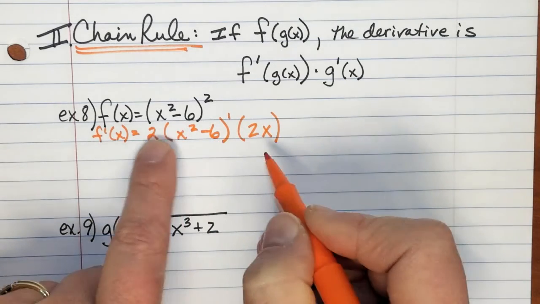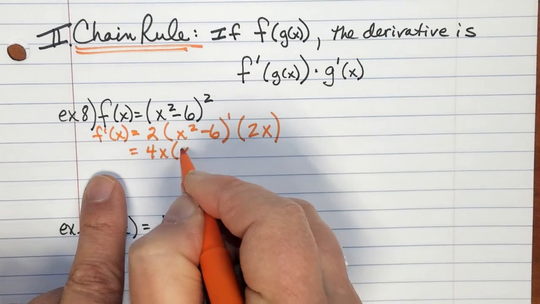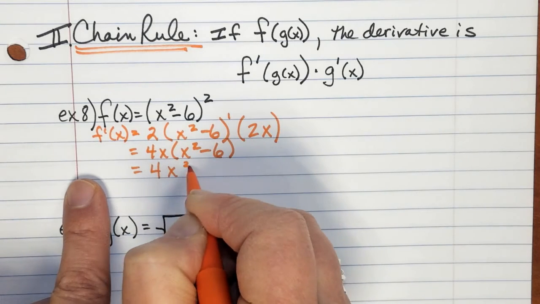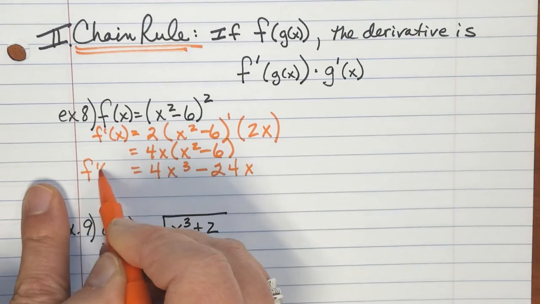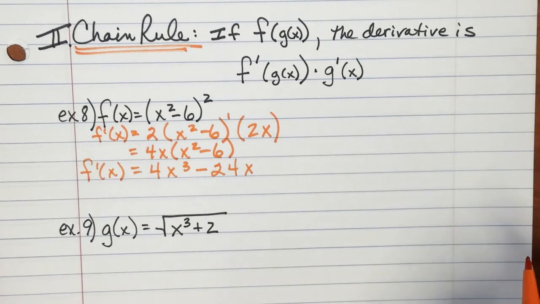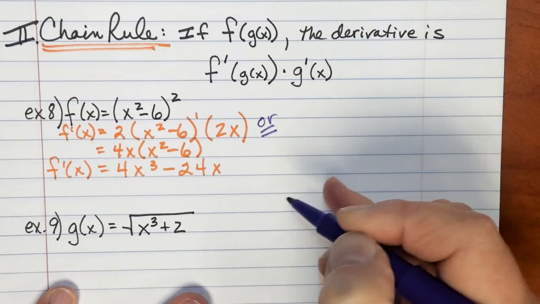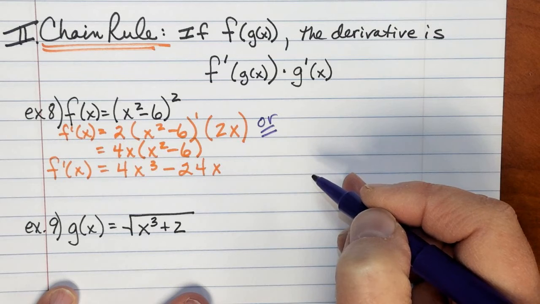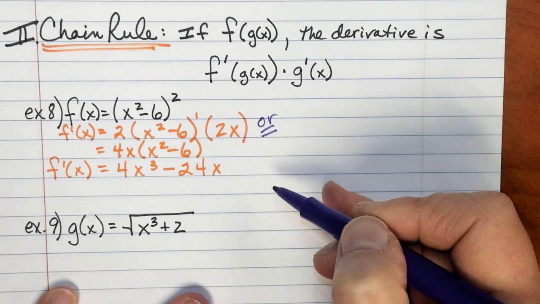Now I need to clean that up. I've got 2 times 2x. I've got 4x times x squared minus 6, or 4x cubed minus 24x. And that is my derivative. Now, I want to show you that some of you can also do this on Friday, but it will be a little more confusing. It'll be a little harder to do this on Friday, on the next lesson on day 2.